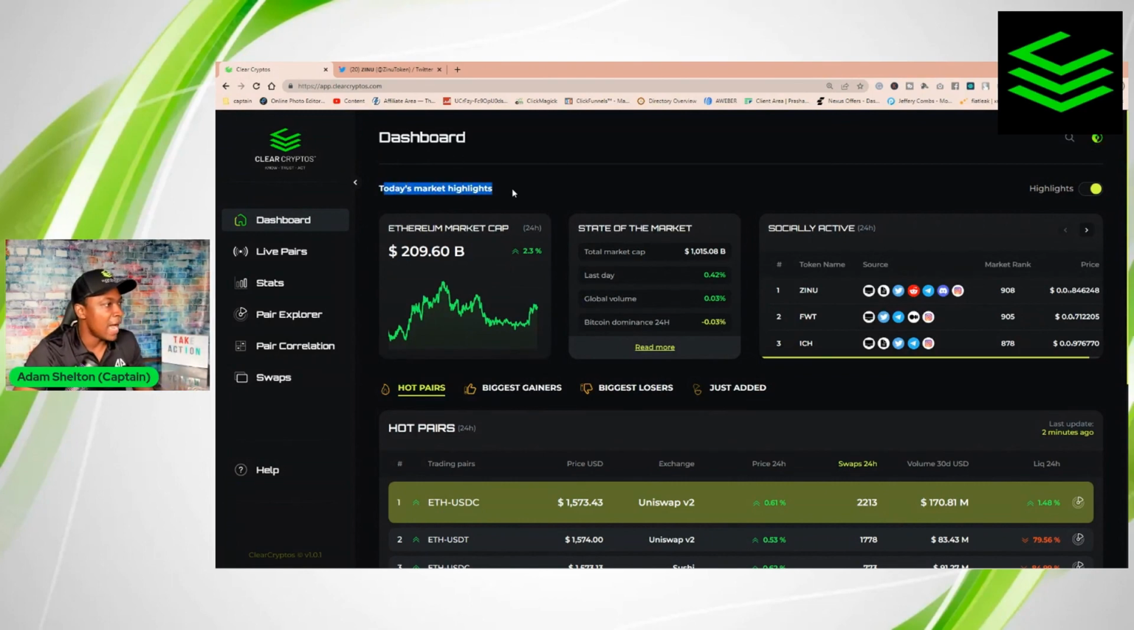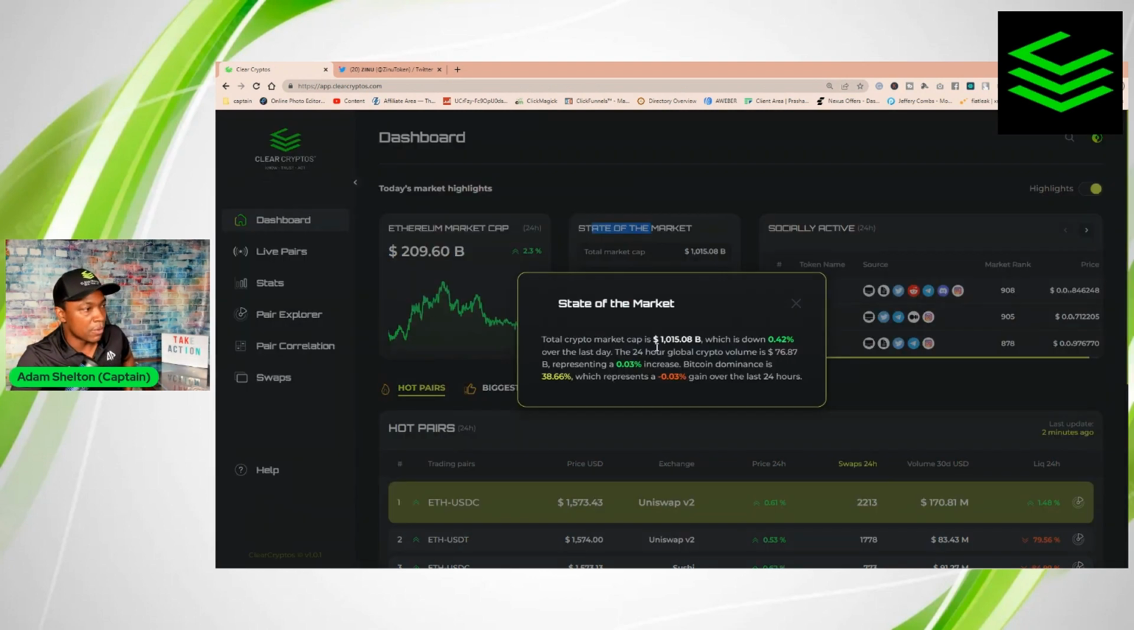Today's market highlights: Ethereum market cap here. So that's the Ethereum market cap that shows there. Got a little bit of a graph. This is 24 hours and it's up 2.3%. Now, the state of the market shows you exactly what the state of the market is, a total market cap, and it shows last day global volume and also Bitcoin dominance. Now, check this out. When I click on read more, I'll see a little bit that I can read.